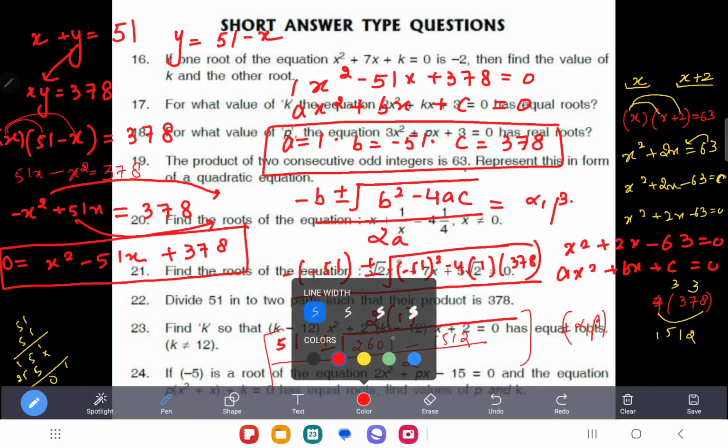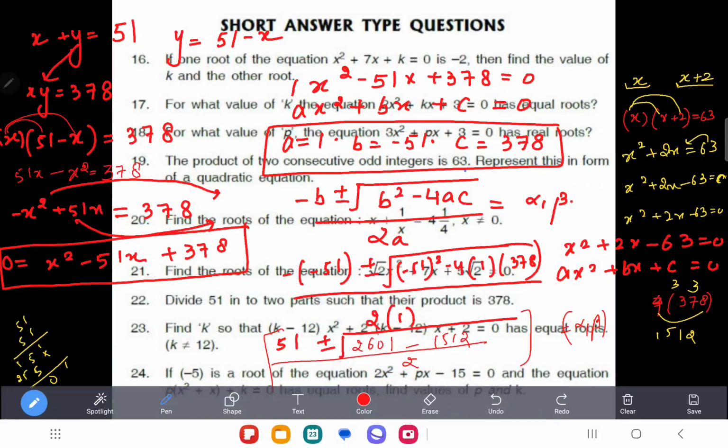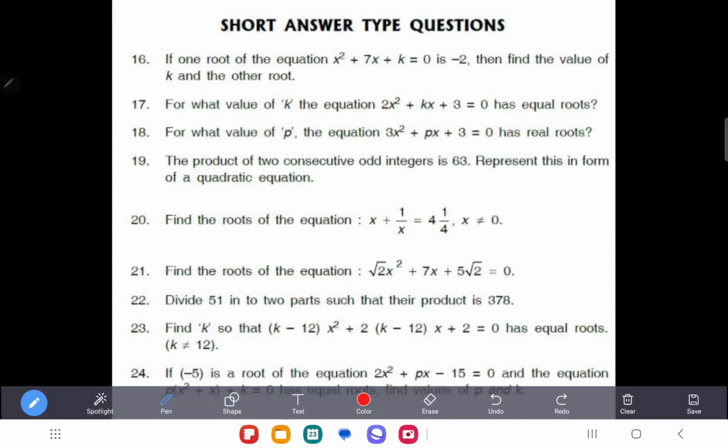Right? So, okay. Understood or not? Okay. Next question now. So the next question that we have is this.